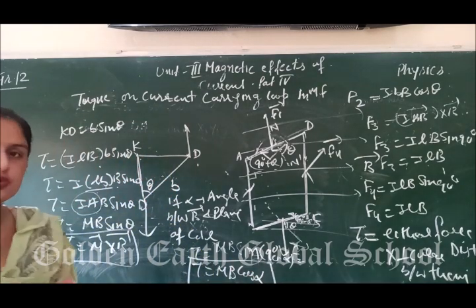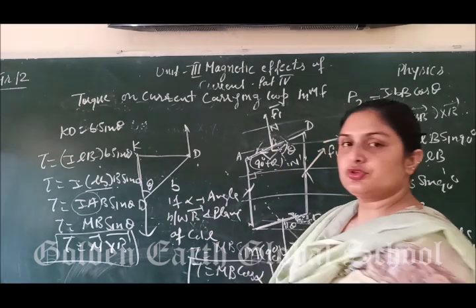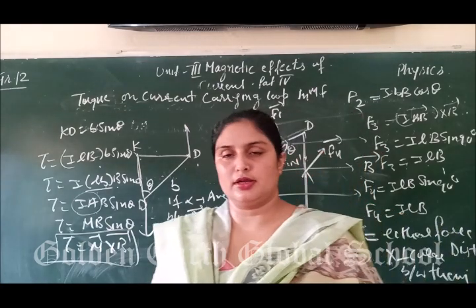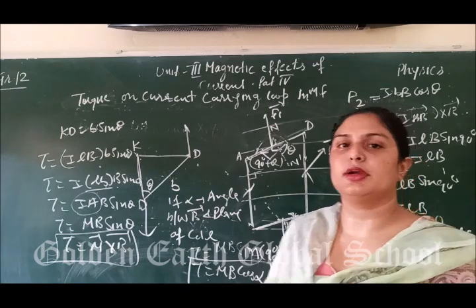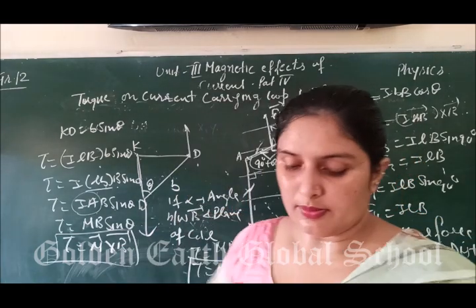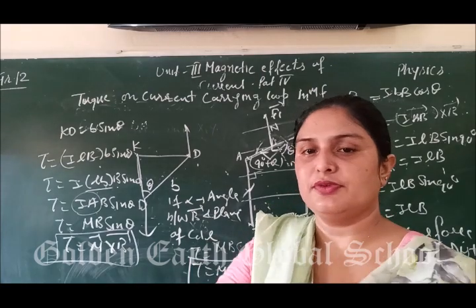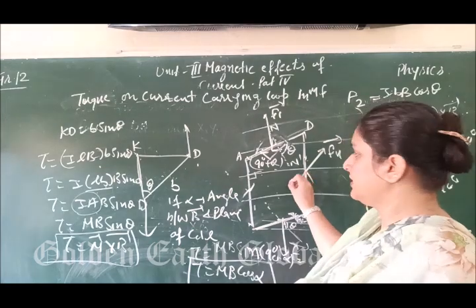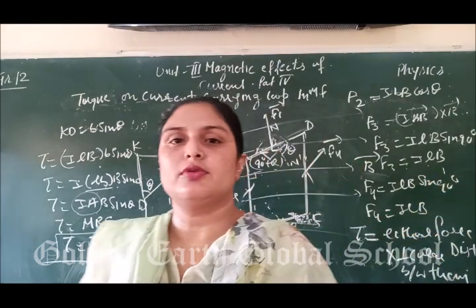So whenever you are going to attempt this question or numerical related to this question, you should understand which angle is given. The angle between the normal and magnetic field, or the plane of coil and the magnetic field. So this is all about the current carrying loop placed inside the magnetic field. In the next video we will do the moving coil galvanometer, and this concept will become the principle of the moving coil galvanometer.